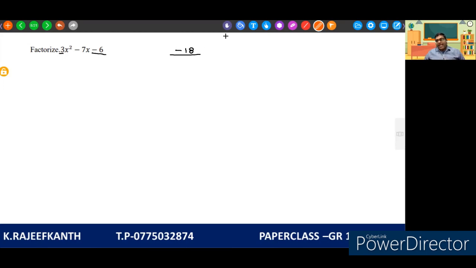Now we have to write this minus 18 as a product of two numbers. Then 1 times 18 is equal to plus 18. Here 2 times 9 is equal to plus 18. Then 3 times 6 is equal to plus 18. But here in the middle part, the minus is there. So we know that the sum of these two numbers should be equal to -1.